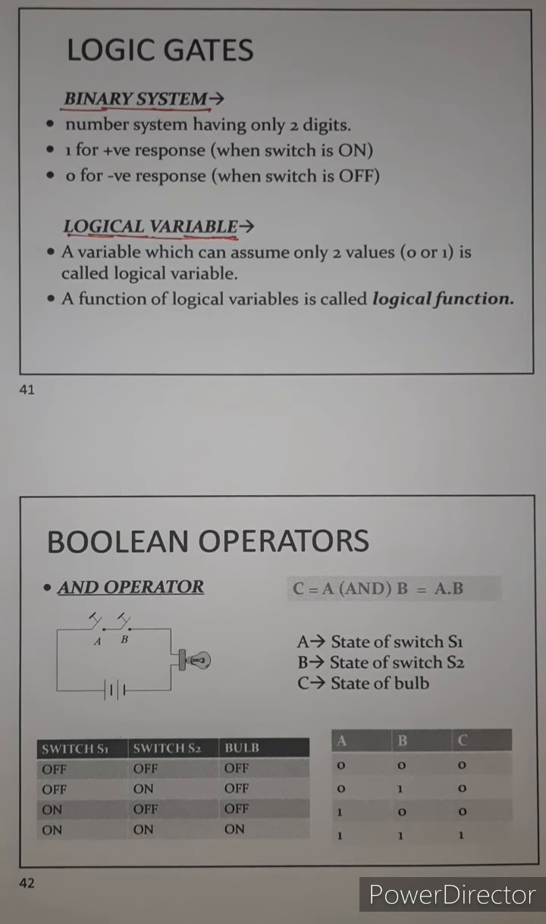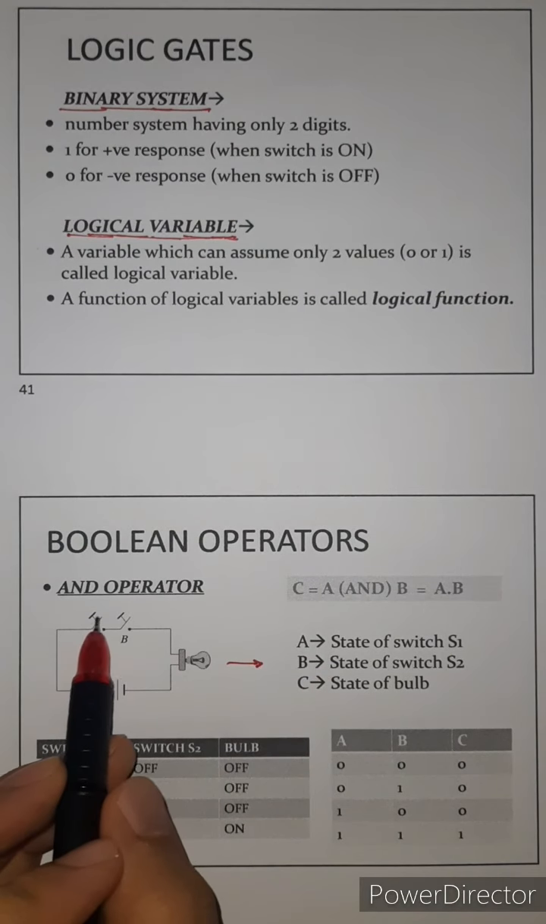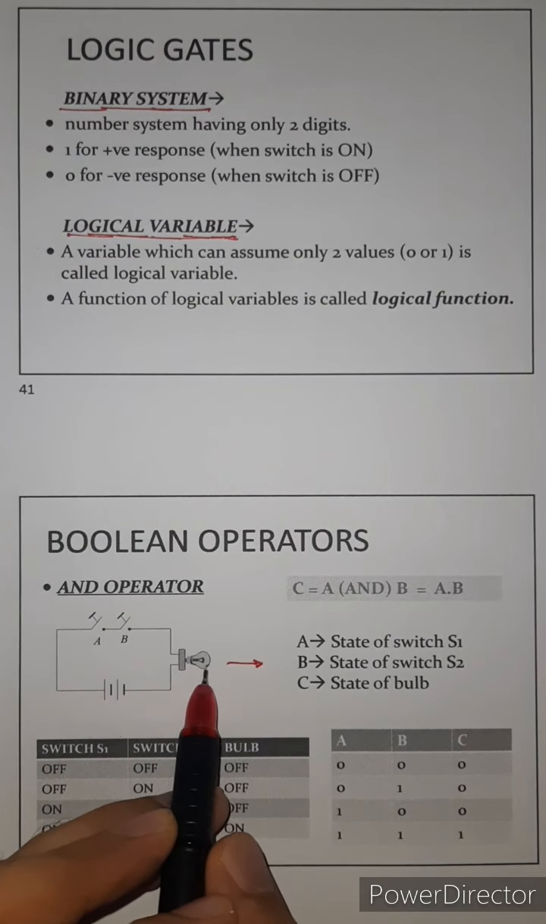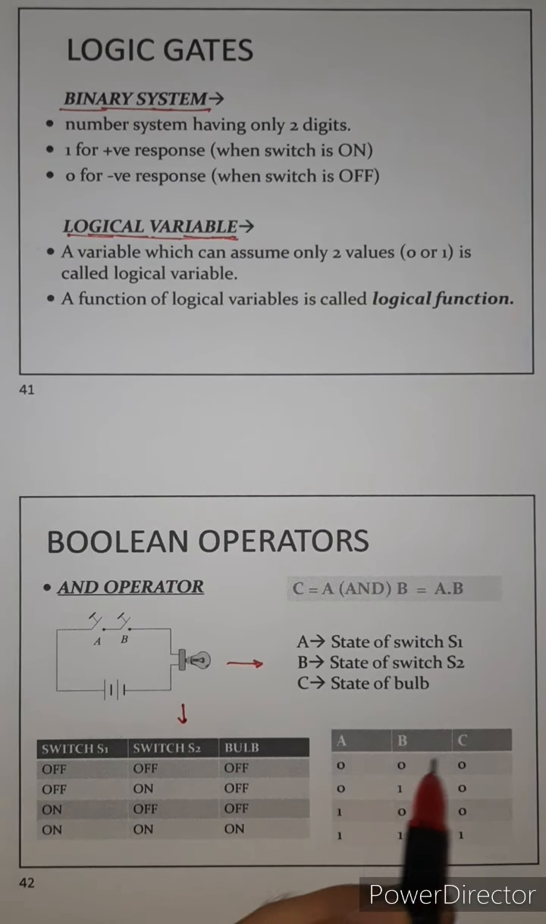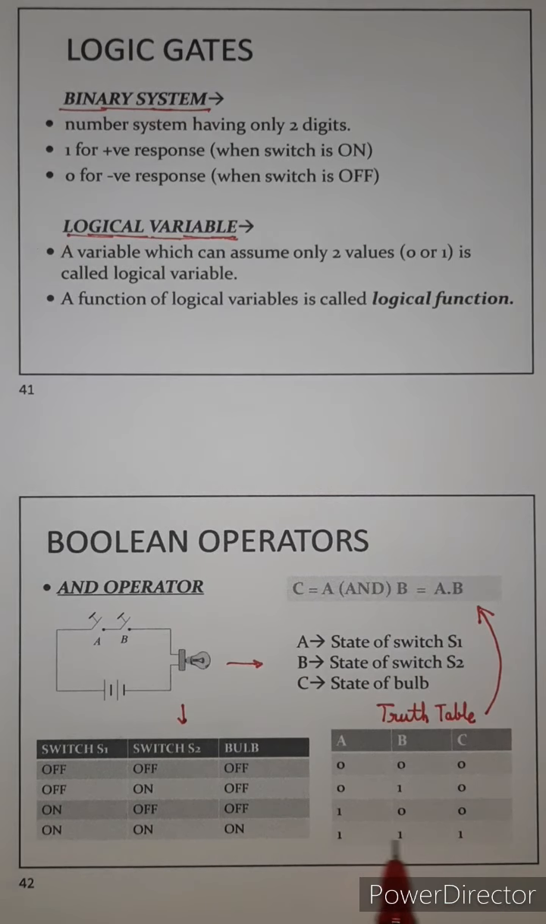Let us introduce the AND operator first. You can see an example of AND operator where A represents the state of switch S1, B represents the state of switch S2 and C represents the state of bulb. So if you draw a truth table for AND operator or for this given condition, you will get this truth table which is applicable for AND operator. In this particular case, the value of C will evaluate to 1 only when both A and B are simultaneously equal to 1.